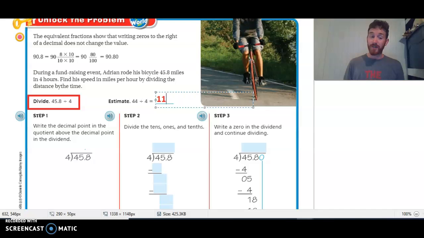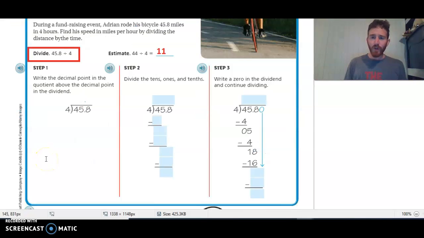So we're going to think our answer is going to be somewhere near 11, somewhere around 11, okay? So we're kind of looking out for that. Again, good to estimate ahead of time. Now let's start working this problem.